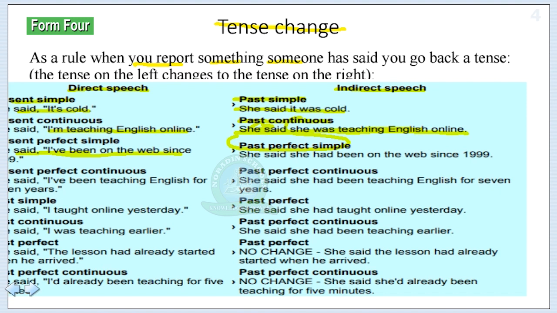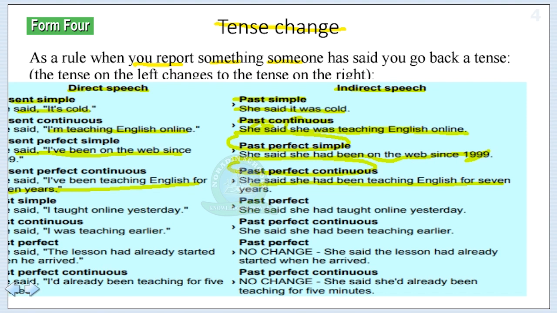Okay, what about present perfect continuous? I have been teaching English for 10 years. How are we going to change now? We're going to change to past perfect continuous. She said she had been teaching English for 7 years. So present perfect continuous becomes past perfect continuous. Again, I have been teaching English for 7 years. This becomes, she said, she had been teaching English for 7 years. So we change only the tense.